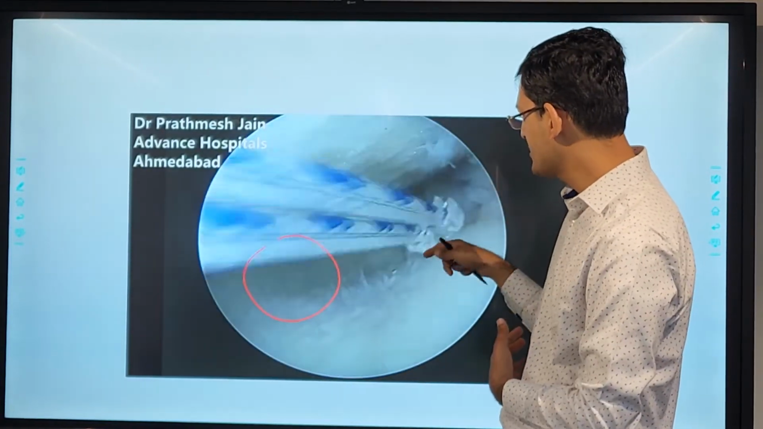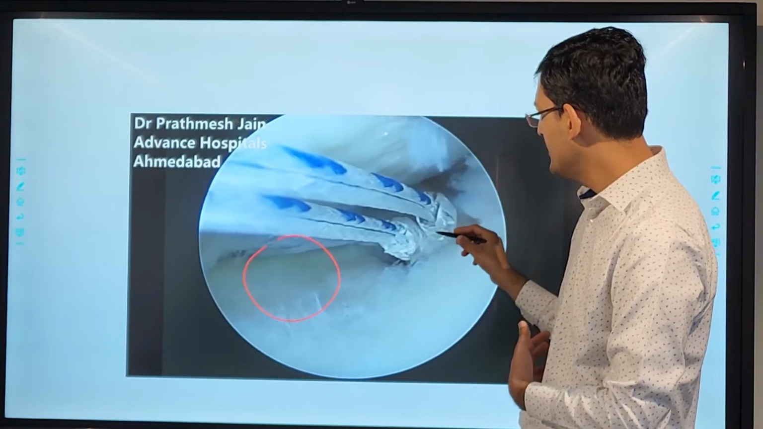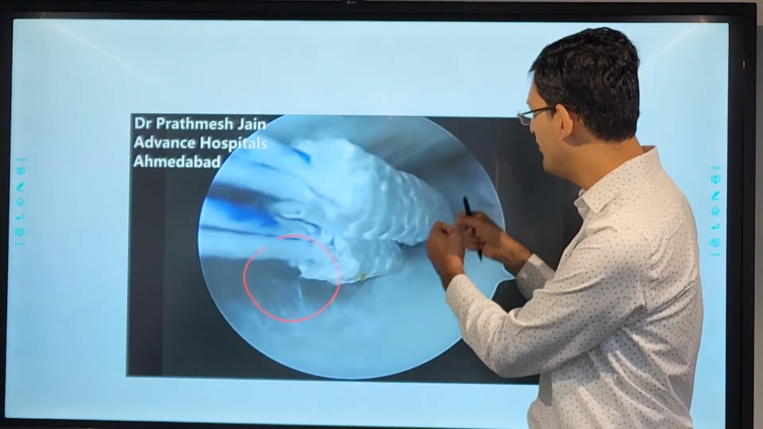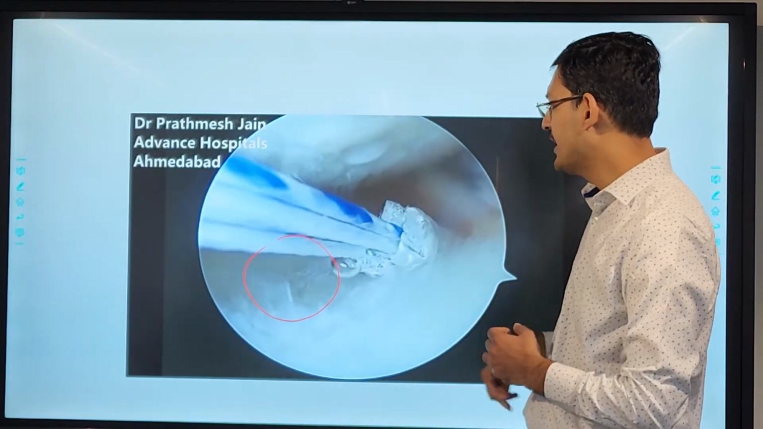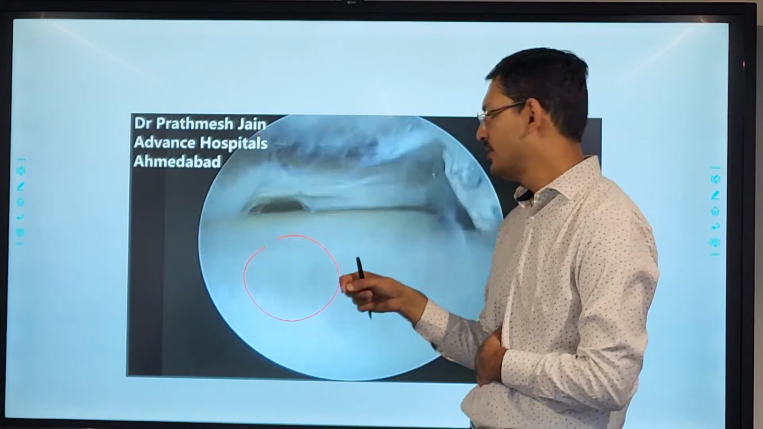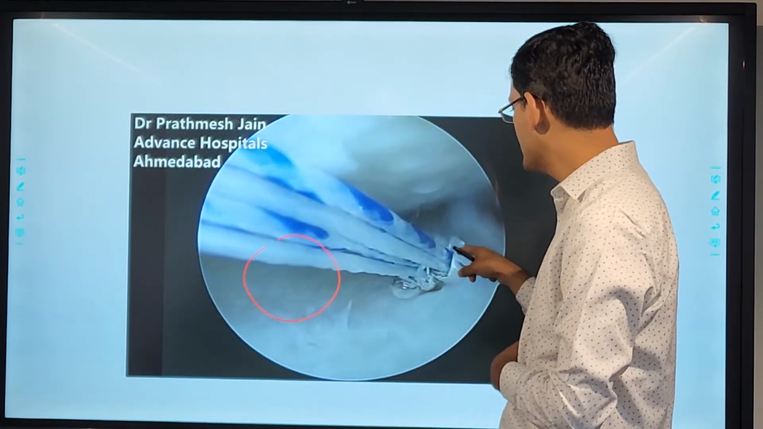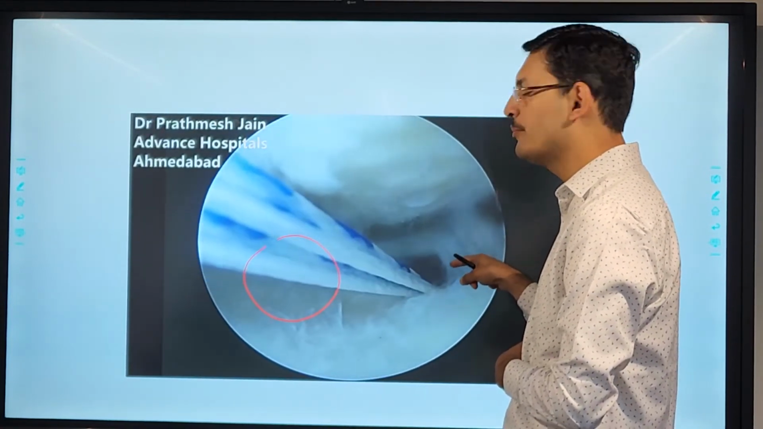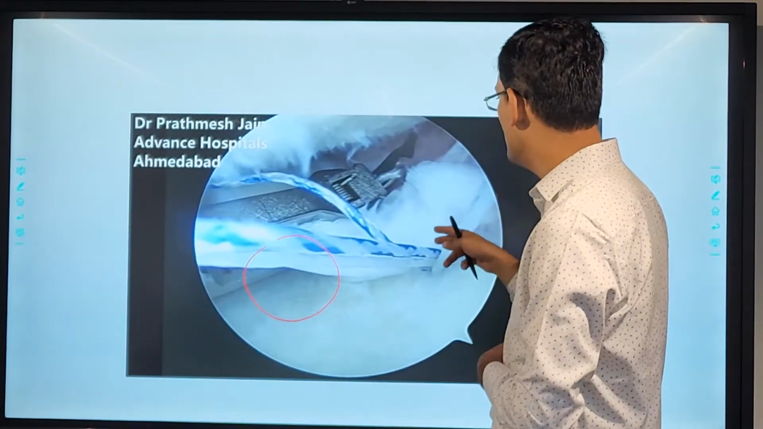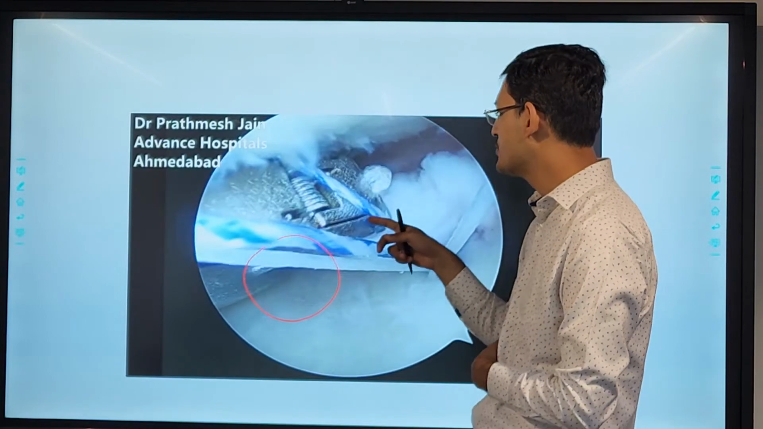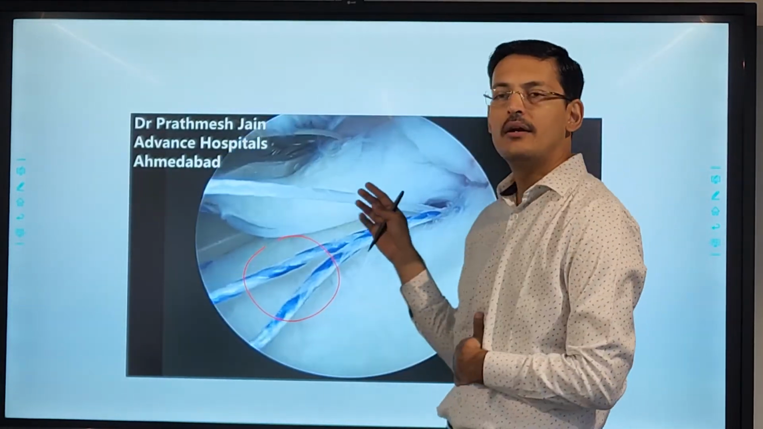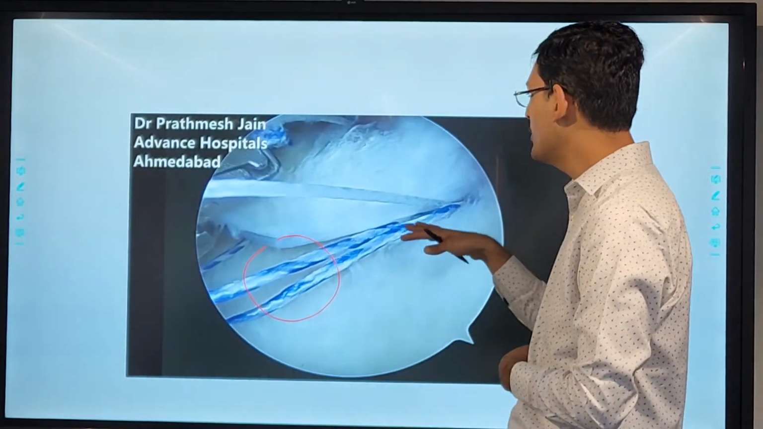So this is the anchor which is coming in. This is the Rootfix anchor, and this Rootfix anchor comes into its place right there. So when you pull the anchor, the Rootfix anchor is deployed at its own position. So once this anchor is deployed there, you just need to pass these sutures through the meniscus to actually repair it.